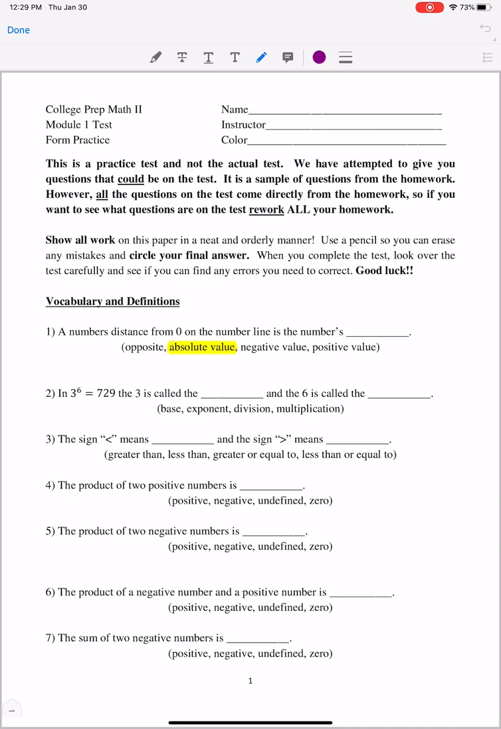And 3 to the 6 equals 729. The 3 is called your base, and 6 is going to be called your exponent.